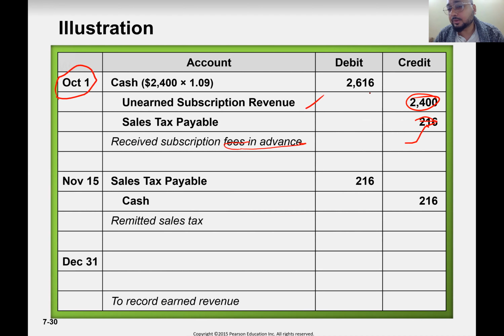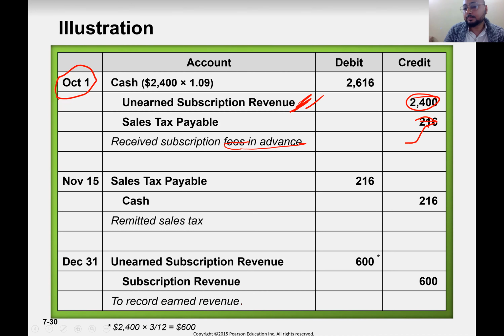So what is the answer here? Liability decrease, unearned revenue decrease, and sales increase. Sales increase is a credit. So unearned revenue to revenue. This 600 is coming from 3 months subscription.